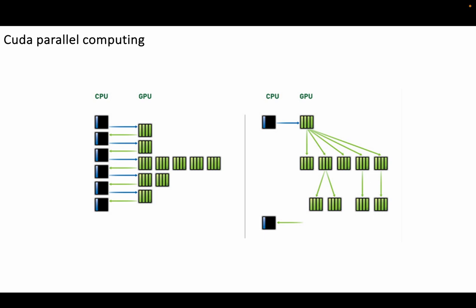And this image shows CUDA parallel computing. You can see the left side is one CPU to one GPU, and then the GPU returns the value back to the CPU. But in my case, we use the CPU to convey the data to the GPU, and then the GPU can share its subtasks to operate these threads.